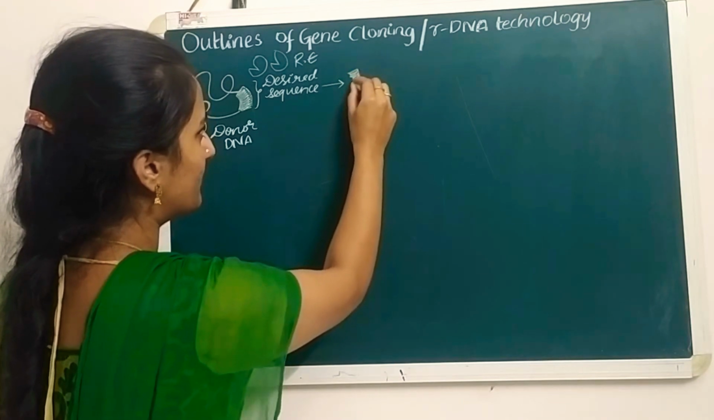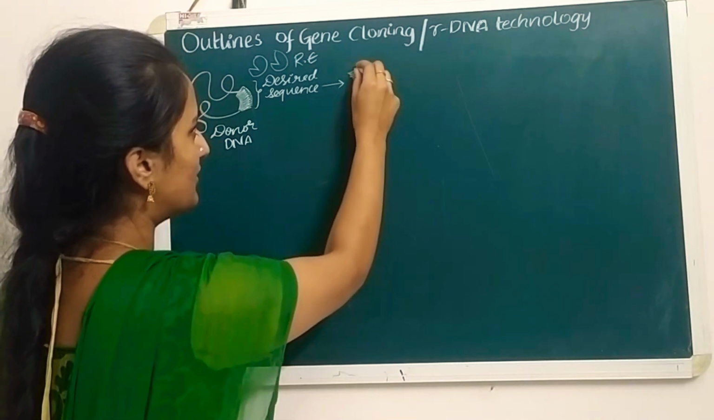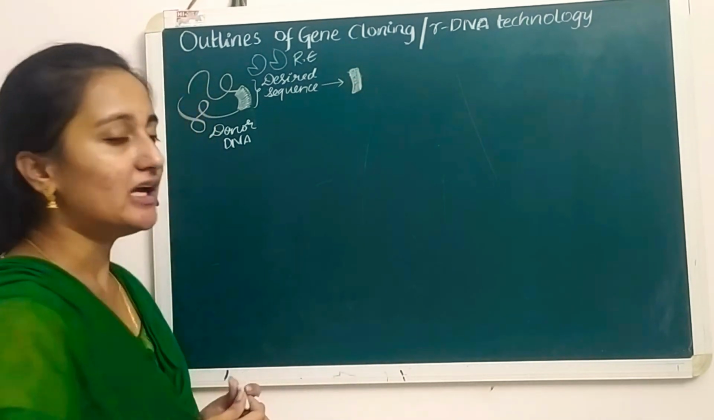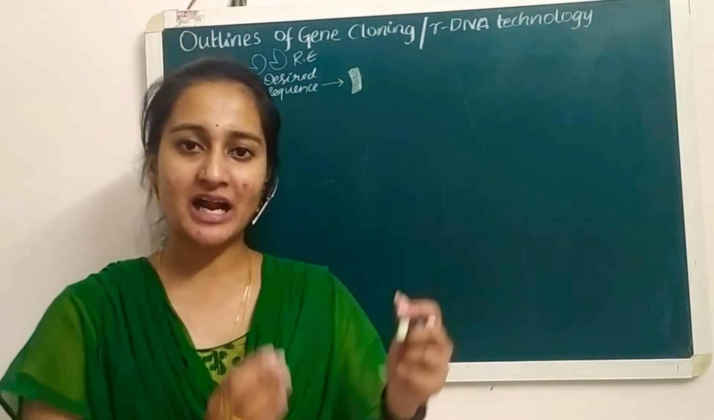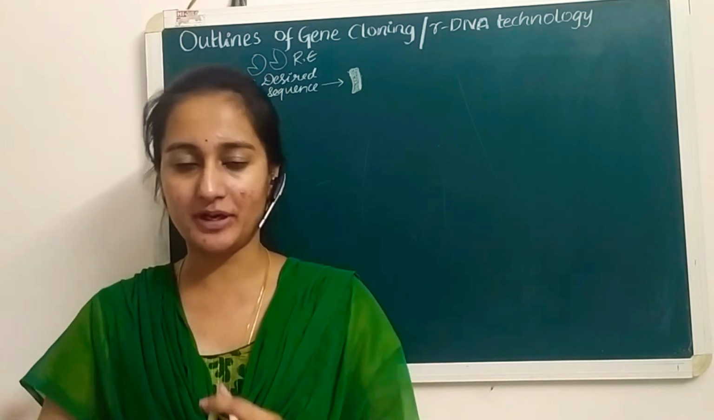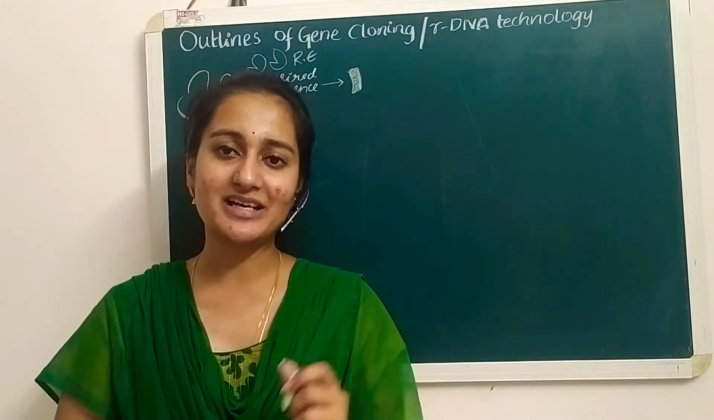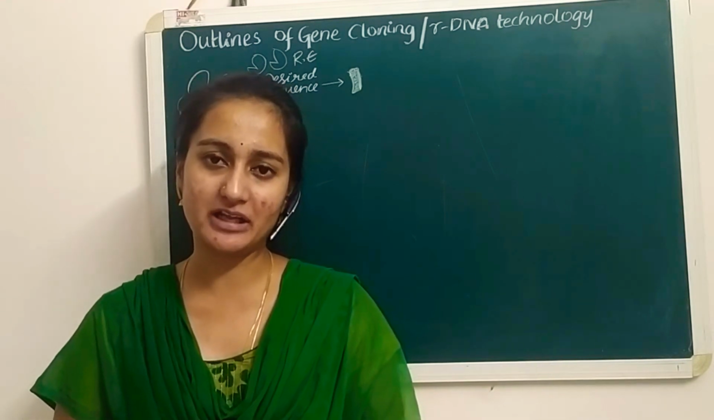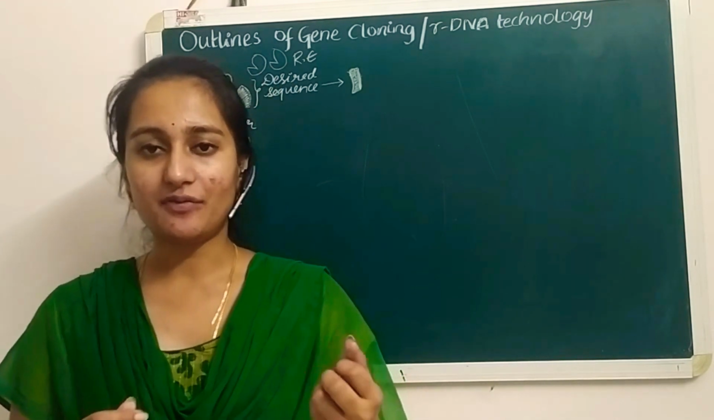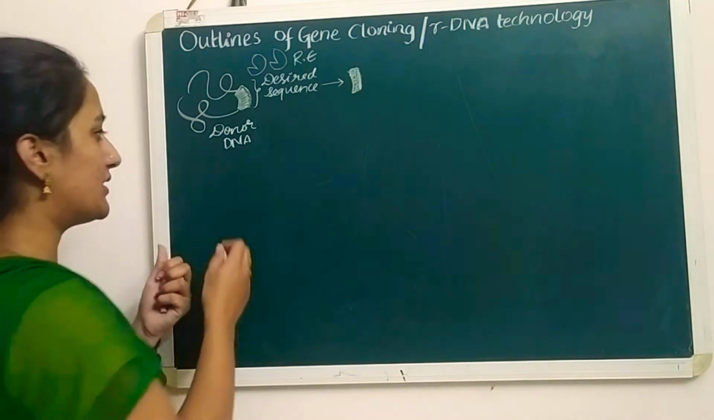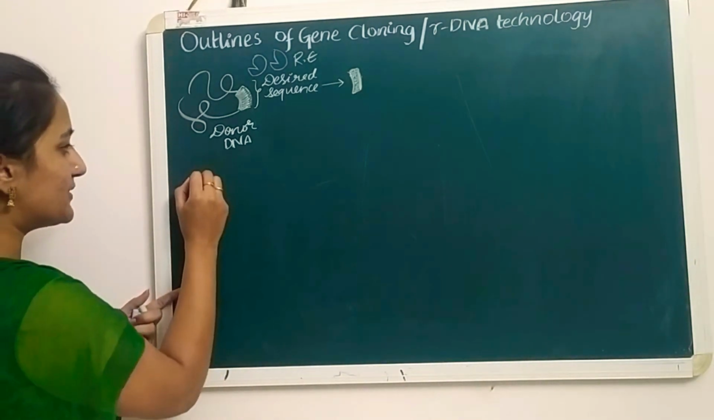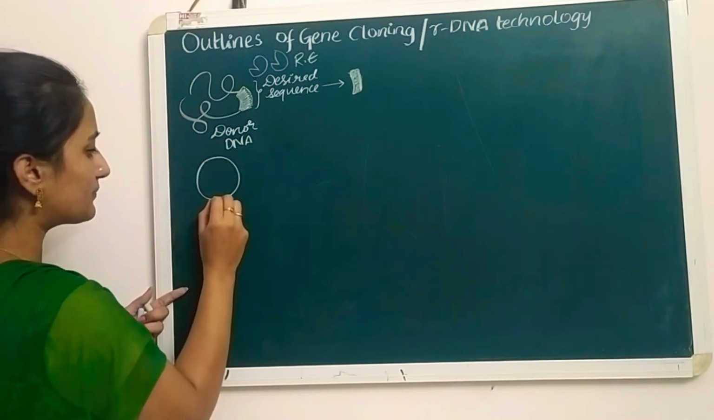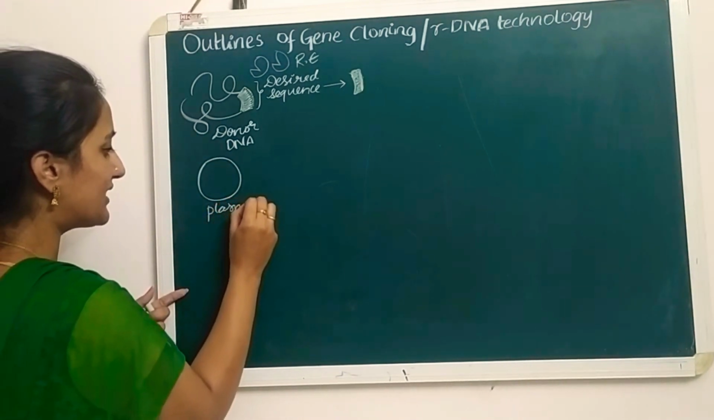Once this fragment is there, which is the gene of interest or the desired DNA sequence, it needs to be cloned, and that particular sequence needs to be copied. For that reason we require vectors, which are mainly useful in recombinant DNA technology. We need to introduce that vector here. For example, we'll take the plasmid, which is acting as a vector.